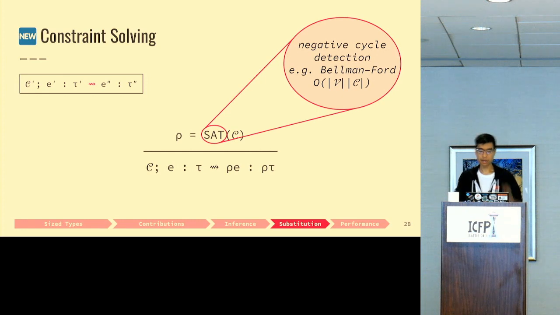But there are other possibilities, such as incremental cycle detection, whose complexity can be a little lower, but still greater than linear in V and C. And so this satisfiability check is where the problems arise, because the number of variables and constraints that are involved can easily get very, very large.